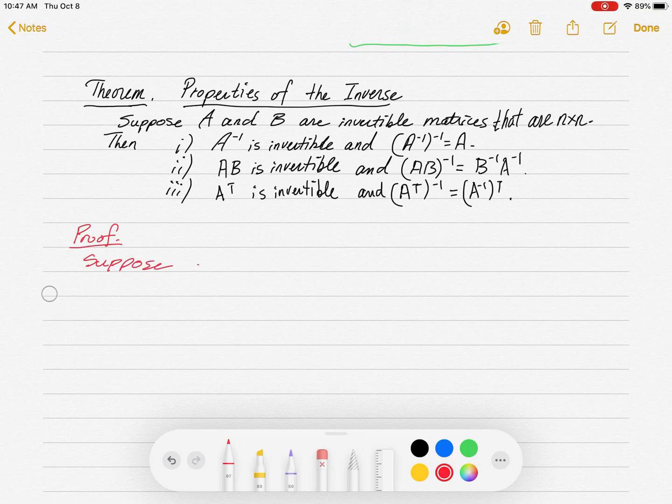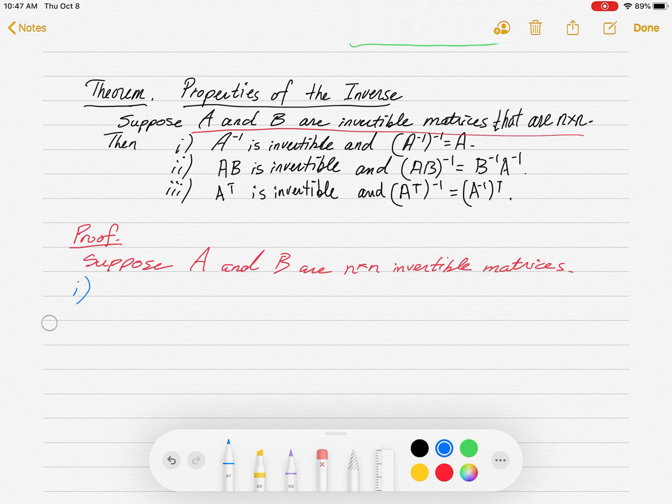All right, let's see if we can prove these properties. They'll come in handy sometimes, on occasions. So in the background, we have A and B are invertible matrices. So suppose A and B are n by n invertible matrices. All right, that's what we're assuming here.